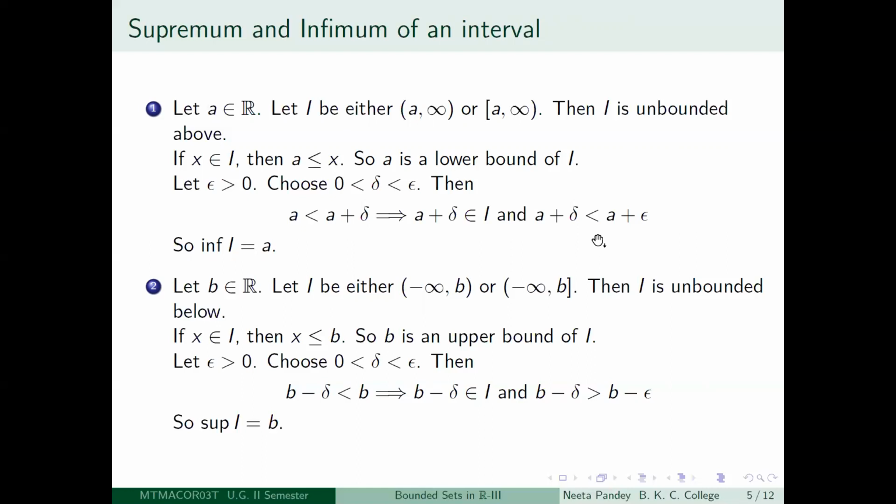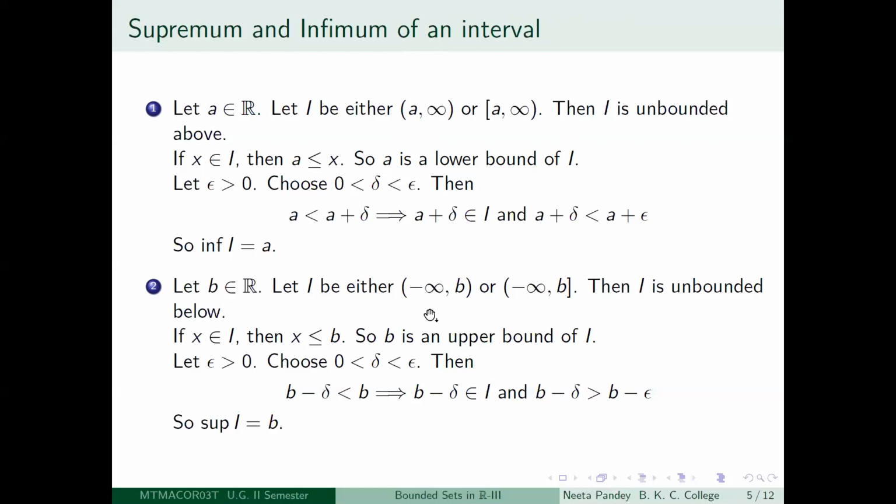So what did you get? You got an element of the interval which is less than a plus epsilon. So a plus epsilon can no longer be a lower bound. Therefore, if you increase a by any amount, however small, that will no longer be a lower bound of the given set. Therefore, a is the greatest lower bound. That is what you have proved, that infimum I is equal to little a in both these cases.